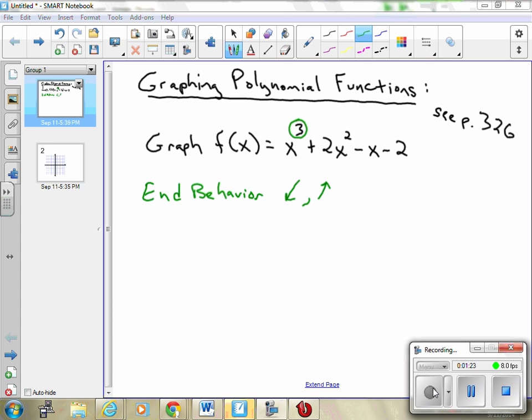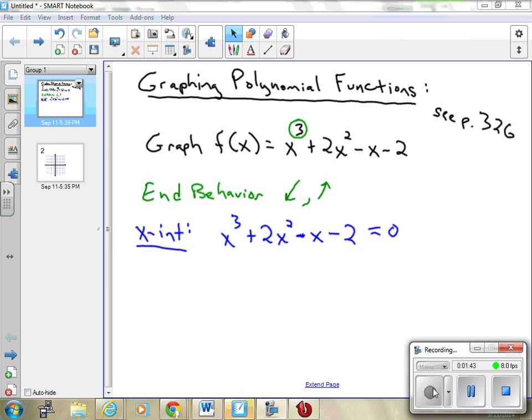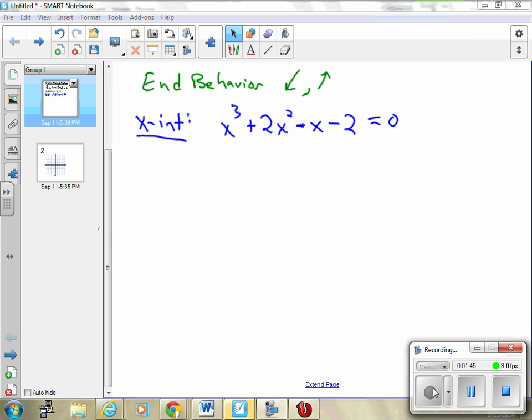Second one, we're going to find the x-intercepts, and we're going to set this whole function equal to 0, and we're going to go ahead and find the x-intercepts. So when I go down here to get my x-intercepts, I take x cubed plus 2x squared minus x minus 2, and I'm going to set it equal to 0. So we're going to go ahead and factor this guy.